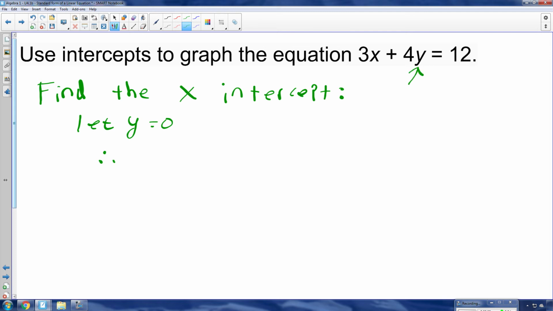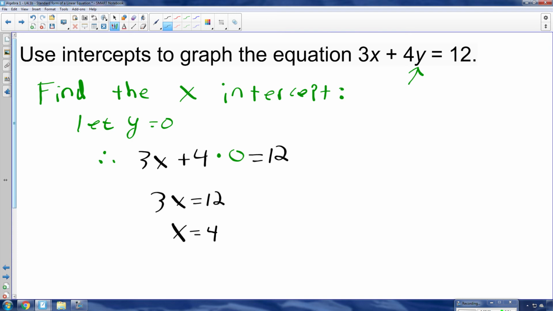We have 3x plus 4 times 0. Did you guys see what I'm saying? You follow me? And now you just need to solve that. Well, what's 4 times 0? 0. It's definitely 0. So we have the following. We have 3x is equal to 12, and x is equal to 4.